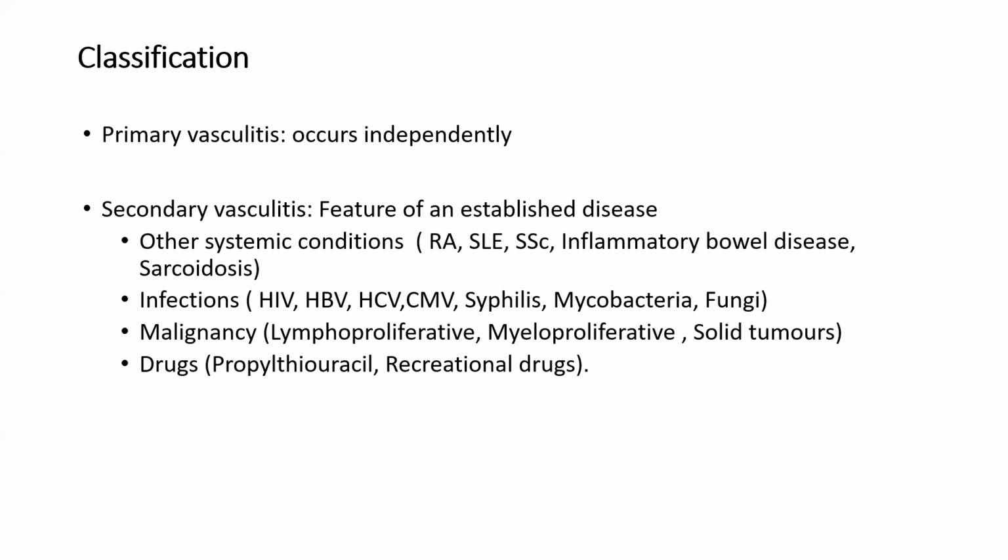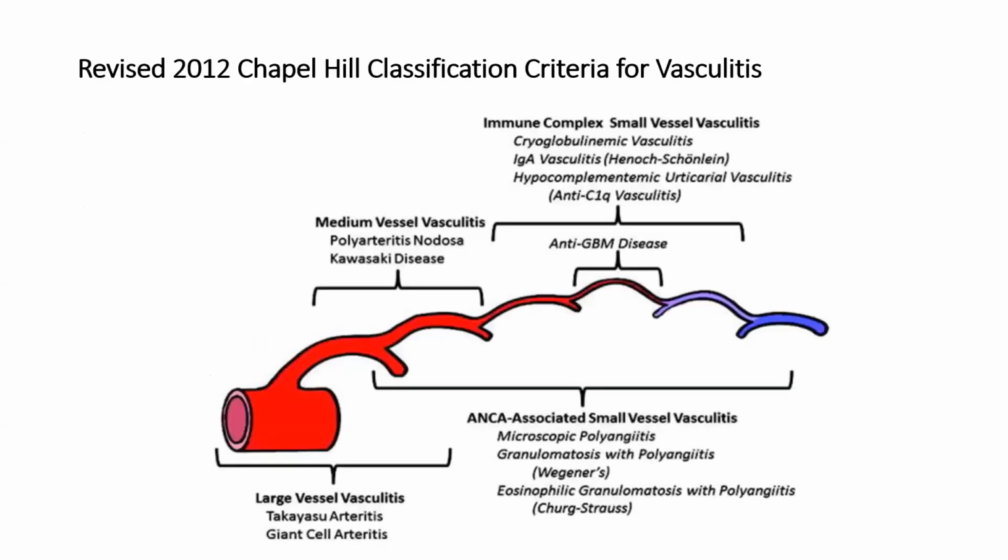infections. And we know about HIV, vasculitis associated with hepatitis infection, especially B and C, syphilis, and then some fungal infections, and also mycobacteria. May be associated with malignancies and also with drugs. And the notorious drugs are propylthiouracil, which you use for thyroid treatment, and recreational drugs, mainly cocaine and amphetamines.